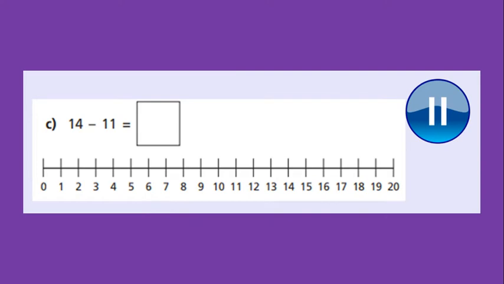Okay then, this time 14 take away 11. Ooh, where do you need to start? How many are you taking away? So how many jumps do you need to do backwards? And then once you've figured out the answer, we will check the answer on the next slide. So pause that video, work it out, and we will check in a moment.